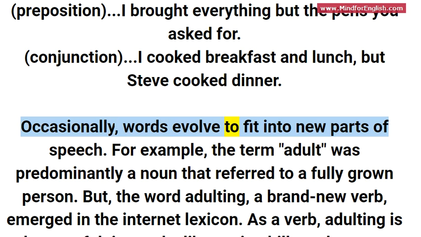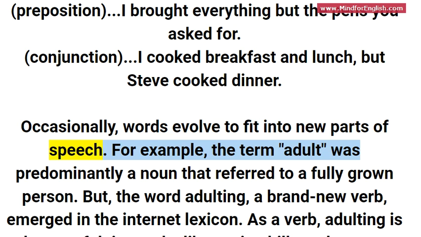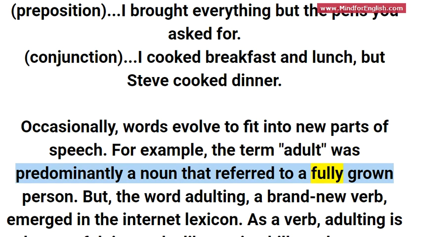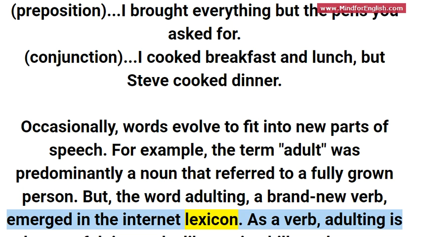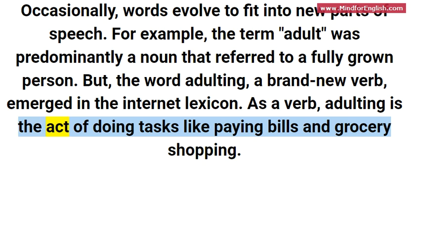Occasionally, words evolve to fit into new parts of speech. For example, the term adult was predominantly a noun that referred to a fully grown person. But the word adulting, a brand new verb, emerged in the internet lexicon. As a verb, adulting is the act of doing tasks like paying bills and grocery shopping.